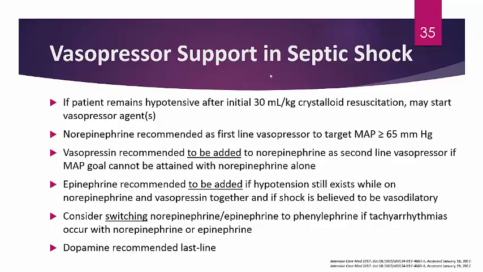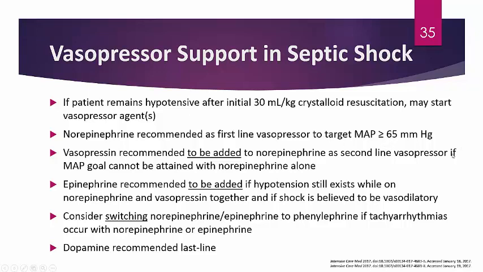So in general, you should always give patients fluid resuscitation first, prior to giving a vasopressor agent. However, if they don't become normotensive after an initial fluid resuscitation attempt, you may need to start a vasopressor agent. Typically, norepinephrine is recommended first line to target a MAP of greater than or equal to 65.